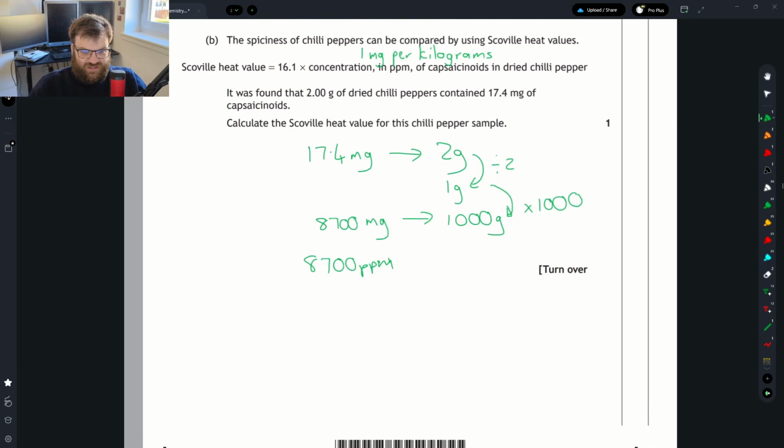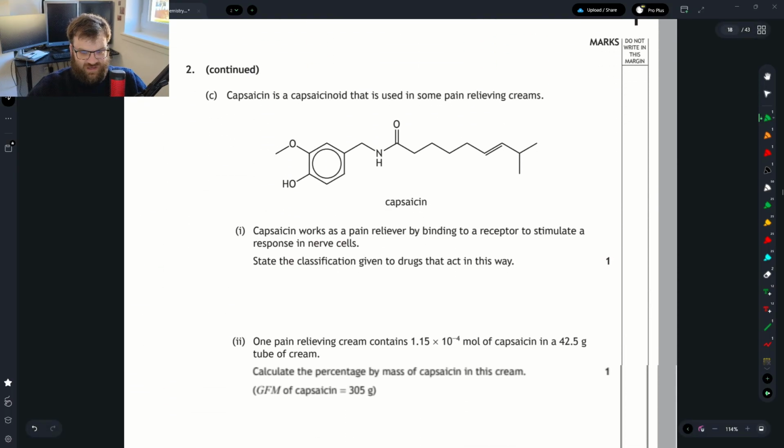And at the top of the question, it says that your Scoville heat value is going to equal that number times 16.1. So in the calculator, it comes out as 140,070. If you were to round them to particular significant figures, you might go for something like that. Yeah, milligrams per kilogram is important to get this question correct.